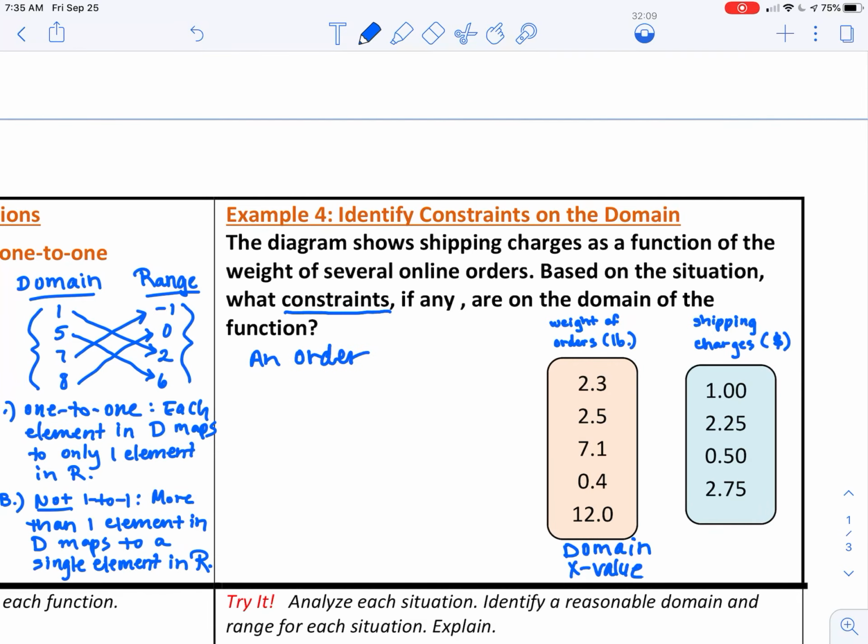Because it wouldn't make sense. Again, this is kind of like the one that we talked about when we were talking about values of our tables up here, right? We can't have a negative amount of tables. It's kind of like that. So the constraints here on this particular problem are that the weight has to be greater than 0. Can't be anything less than that.